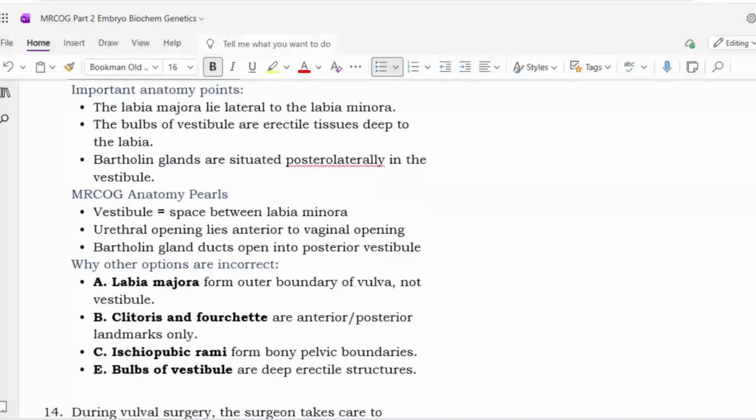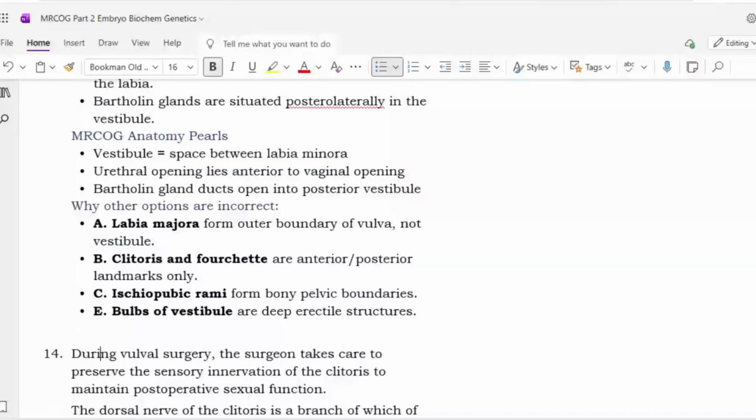Why are the other options incorrect? Labia majora form the outer boundary of the vulva and not of the vestibule. The clitoris and fourchette are anterior and posterior landmarks only. Ischiopubic rami form the bony pelvic boundaries, and the bulbs of the vestibule are deep erectile structures. Next.